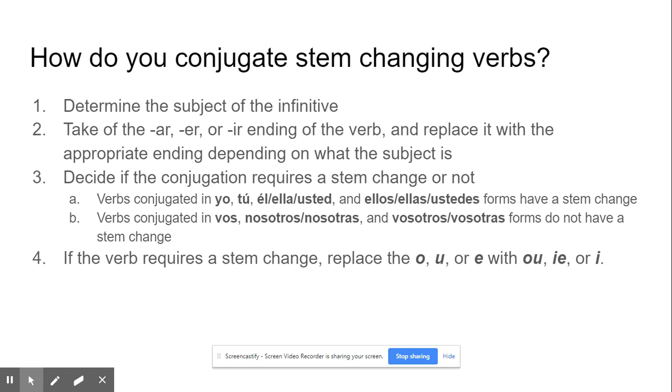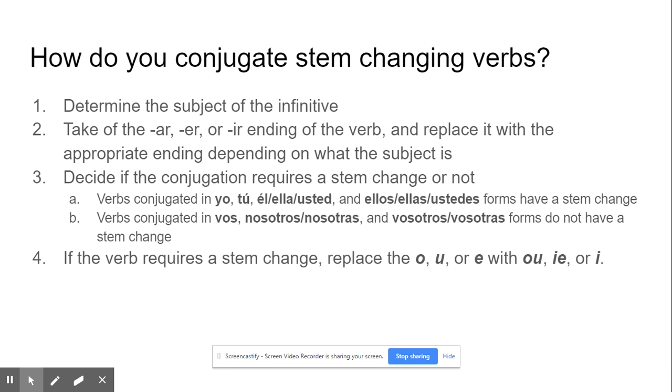Number 1, you need to determine the subject of the infinitive. Who is doing the action? Because we know that's what determines what ending you use. Step 2, you need to take off that AR, ER, or IR ending and replace it with the appropriate ending depending on what the subject is. That's what you guys have already been doing with our regular present tense verbs.